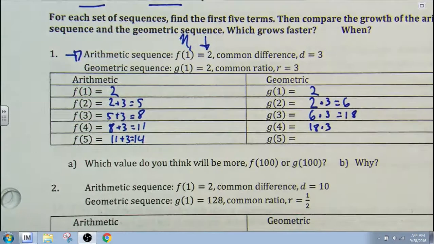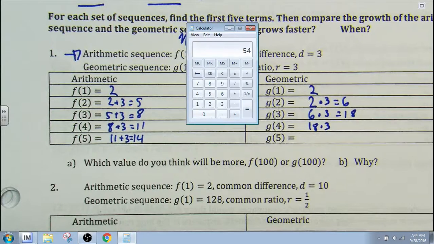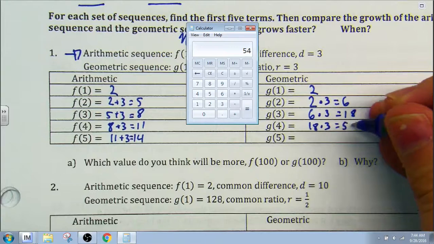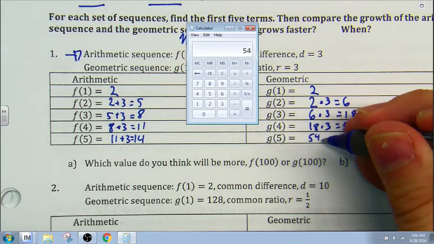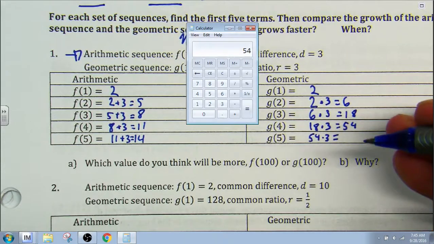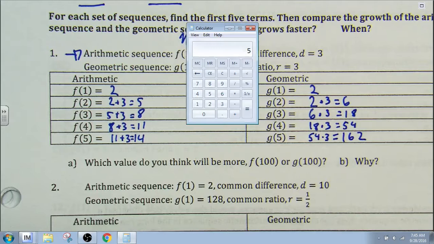Oh boy, I don't know that off the top of my head. 18 times 3? It's going to be 54. And then I've got to do 54 times 3, which I believe is 162. But let me make sure I am right. 54 times 3. All right, look at me being smart.